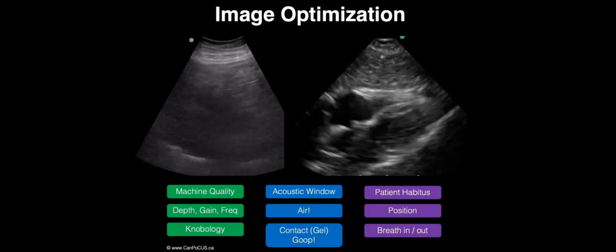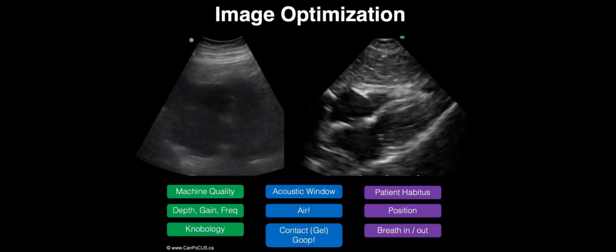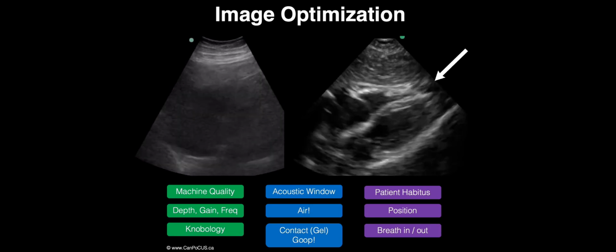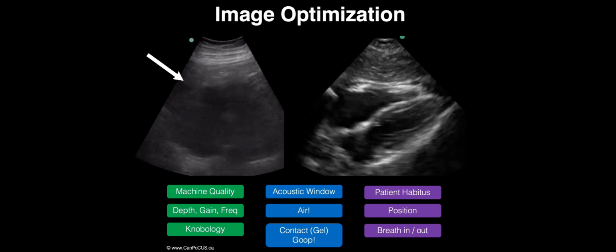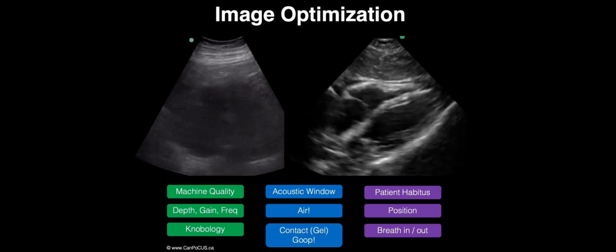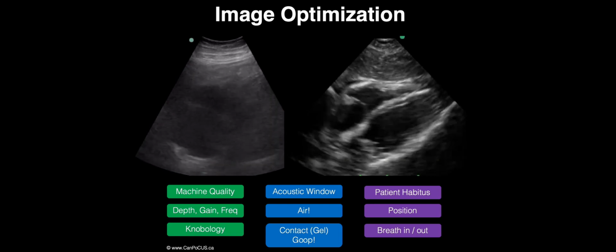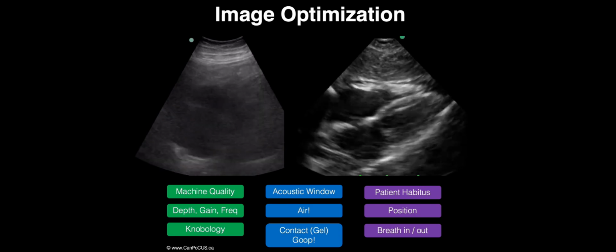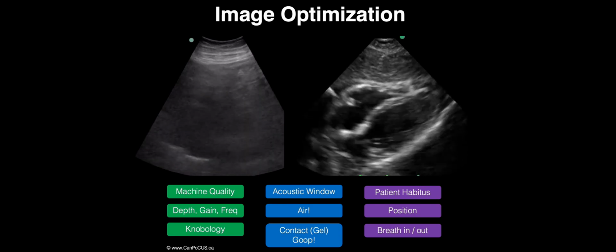Image optimization. Numerous factors contribute together in order to optimize the image. The image on the right is optimized, whereas the image on the left is not. Factors that can help optimize the image include the quality of the machine itself, operator factors including the use of depth, gain, and frequency. This is sometimes termed knobology.